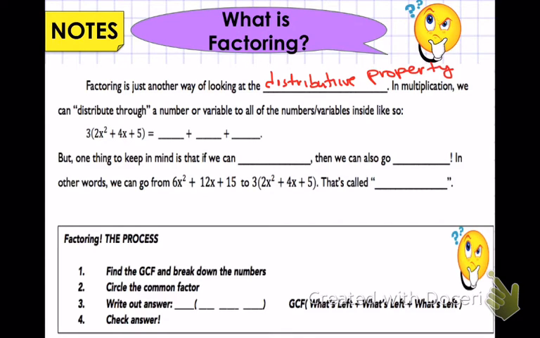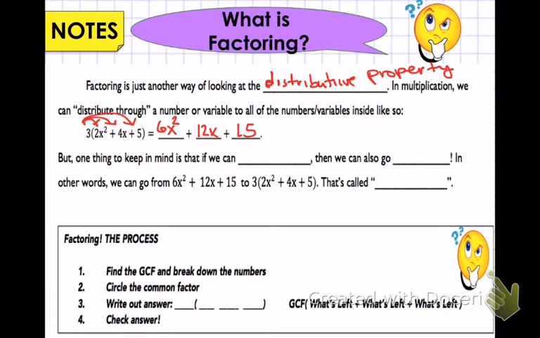So it's pretty much the distributive property, but you're just going in the reverse order. In multiplication, we can distribute through a number or variable to all the numbers and variables inside, like so. If I have this problem, I go ahead and distribute by multiplication, always making sure not to forget to multiply all of them by the number on the outside. So I'm multiplying through, and I get the following expression: 6x squared plus 12x plus 15.